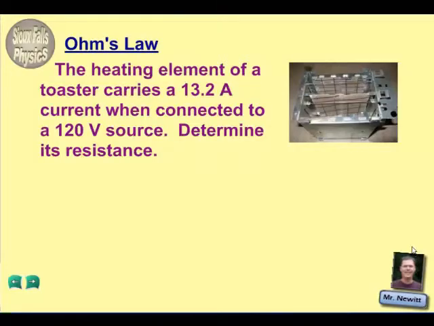Alright, here's a problem on Ohm's law. It says the heating element of a toaster carries 13.2 amps. It's quite a bit of amps going through there when it's connected to a 120 volt source like a normal electrical outlet. We're going to determine the resistance that that toaster carries.